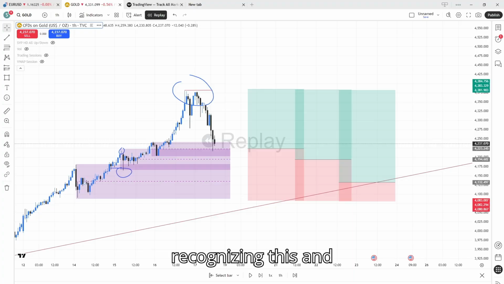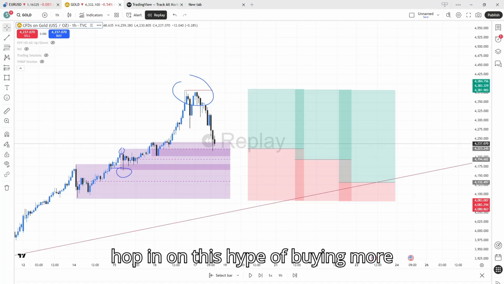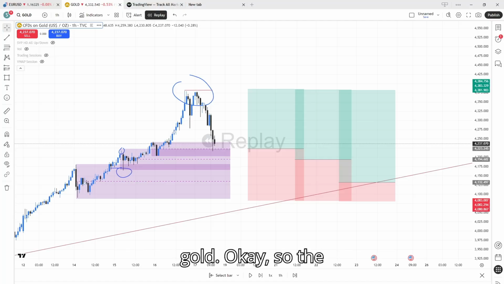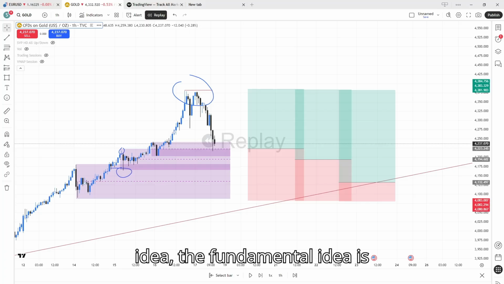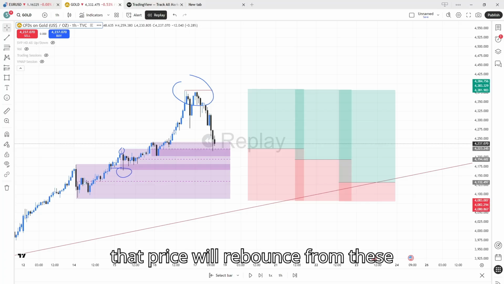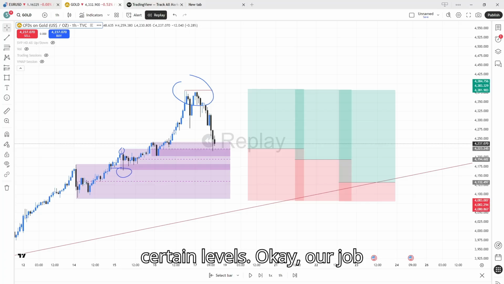Okay, so recognizing this and the technical analysis of the price range right now, we are in the sense of people trying to hop in on this hype of buying more gold. Okay, so the fundamental idea is that price will rebound from these certain levels.